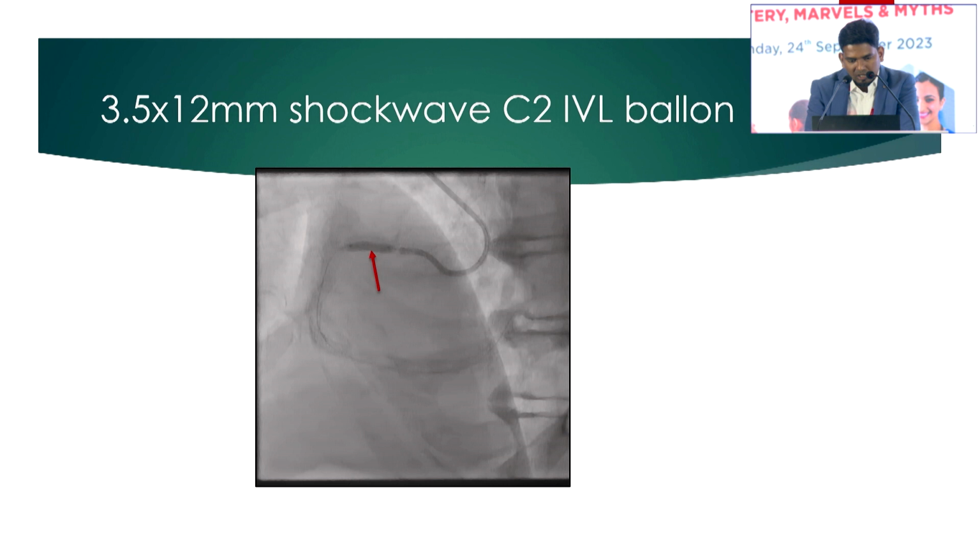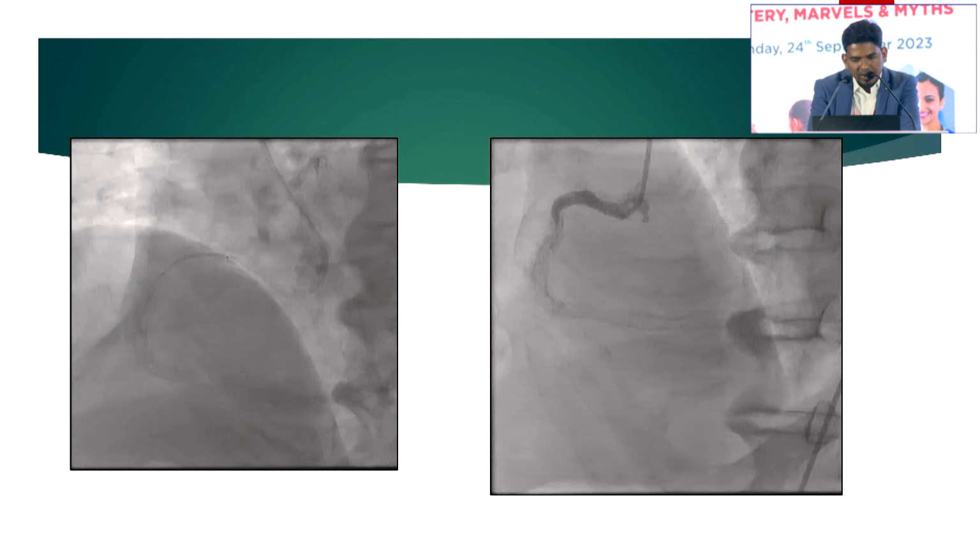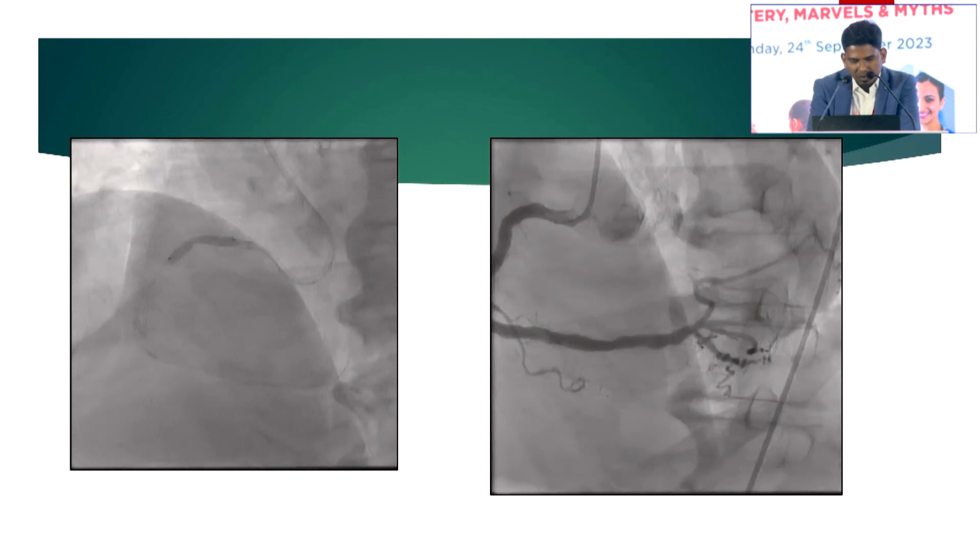What about then the proximal lesion? You can see the dog bone effect. There is an IVL balloon, a 3.5 by 12 mm Shockwave C2 IVL balloon. Once we delivered the pulses, you can make out that the lesion became well expanded. After that, we deployed the stent, and you can see the final result. It's a very good result we got.